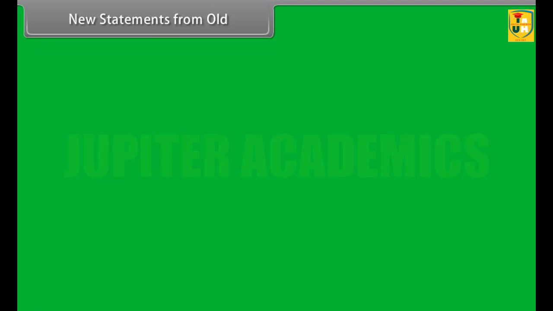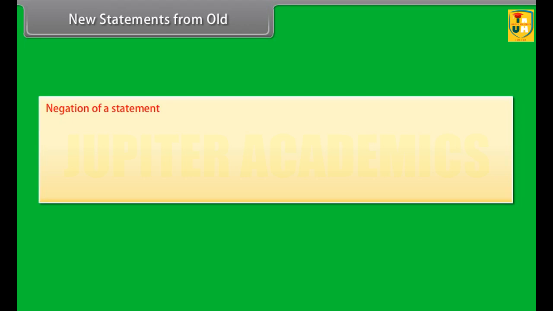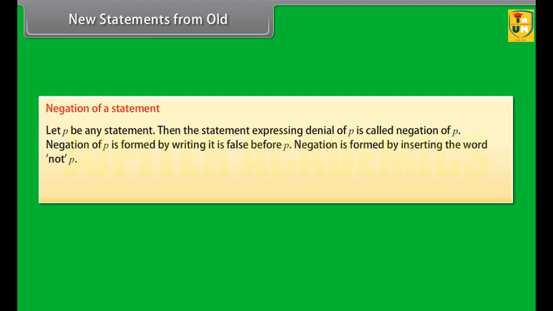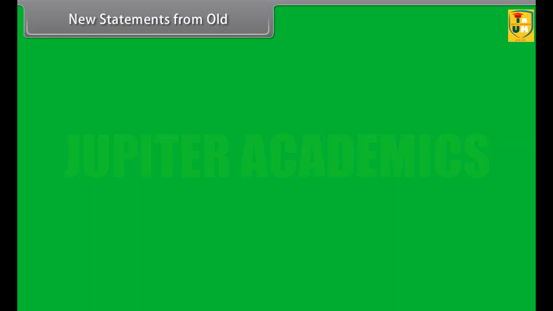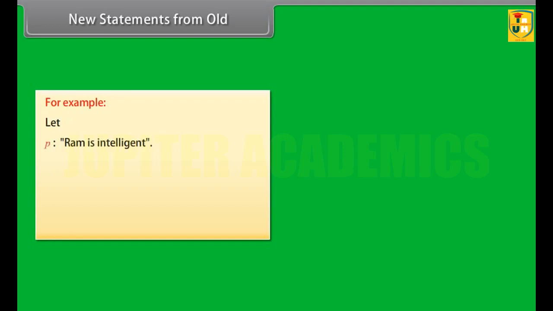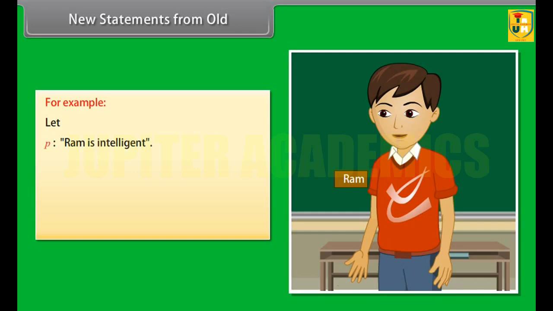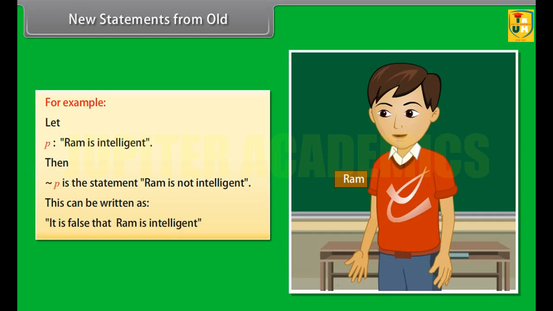New statements from old. Negation of a statement. Let P be any statement. Then the statement expressing denial of P is called negation of P. Negation of P is formed by writing "it is false" before P. Negation is formed by inserting the word "not" in P. Negation of statement P is denoted as "not P." For example, let P be the statement Ram is intelligent. Then "not P" is the statement Ram is not intelligent, or it is false that Ram is intelligent.